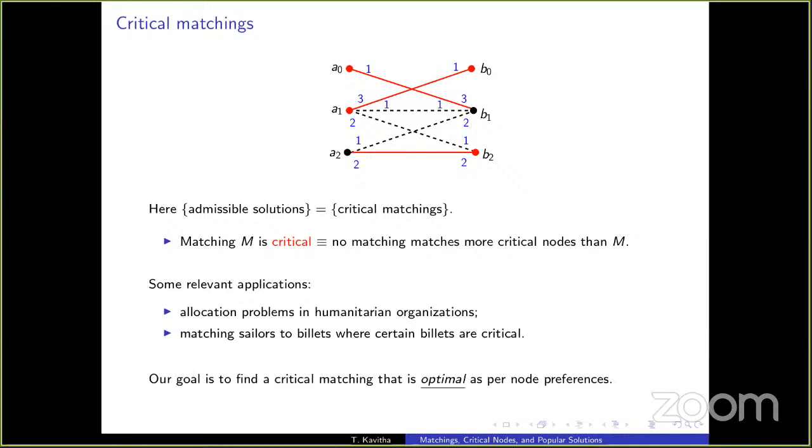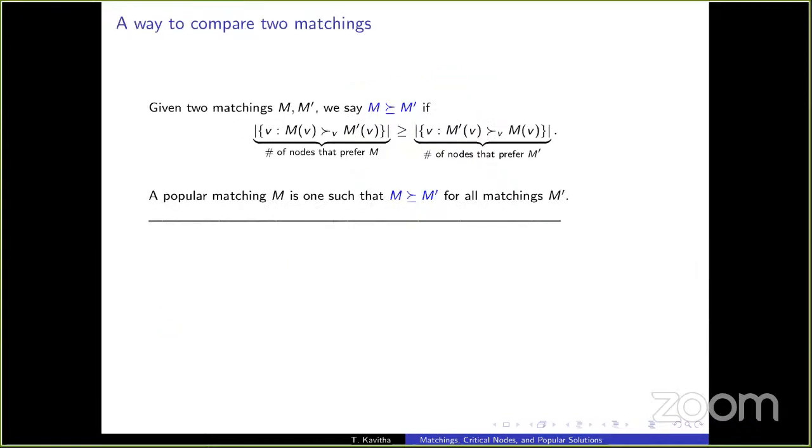So our goal is to find a critical matching that is optimal as per node preferences. What is optimal? We'll define it now. We say matching M is at least as good as matching M prime if the number of nodes that prefer M is at least the number that prefer M prime. A node prefers the matching where it gets a better partner. A popular matching is one that has no better matching, so it is at least as good as any matching. Popular matchings always exist because stable matchings are popular.